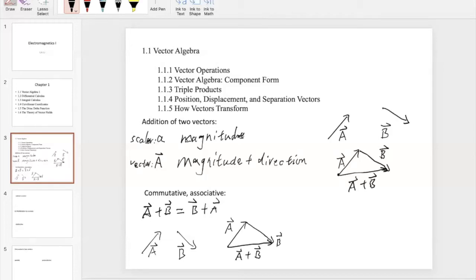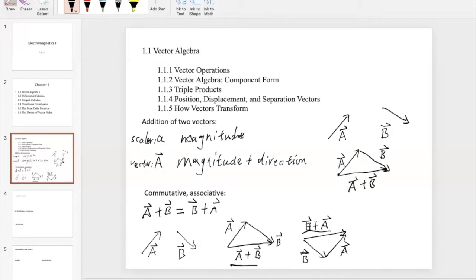Now let's draw B plus A. If we start from some point here, let's first draw B. This is B. Then at the end of B, let's draw A, starting from the end of B. This is A. And then if you connect the starting point of B and ending point of A, you have B plus A. So from here, you will see A plus B or B plus A, you will have the same vector. So that's commutative. A plus B equals B plus A.